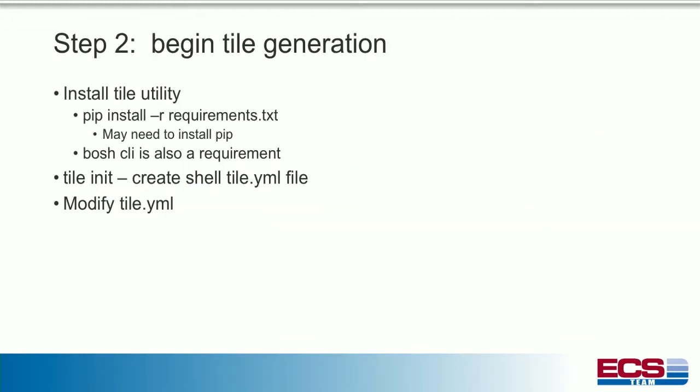Okay? All right, so we've got our service broker application, we've got our web dashboard. So now let's begin generating the tile. There's a tile utility, you download that from GitHub. It's a Python utility, so you have to do some pip dependency management there. And you also have to have the Bosh CLI on your machine, which is a Ruby gem, right? Yes. Yeah. So get that on your machine.